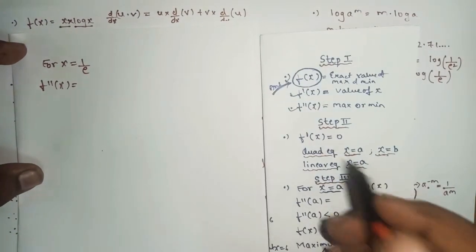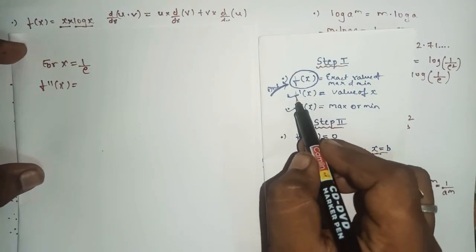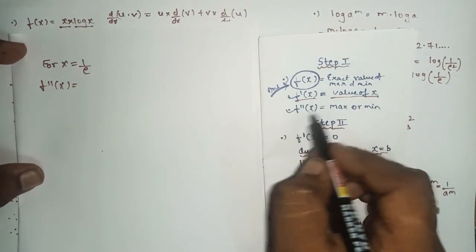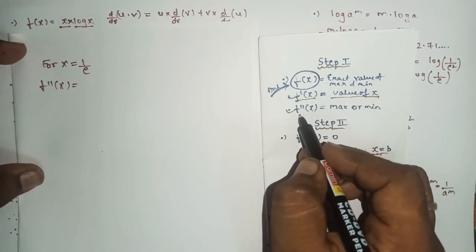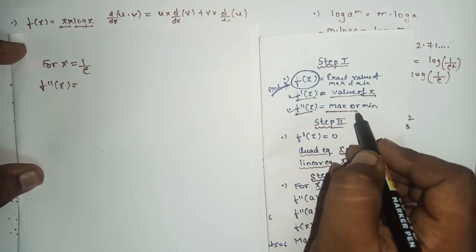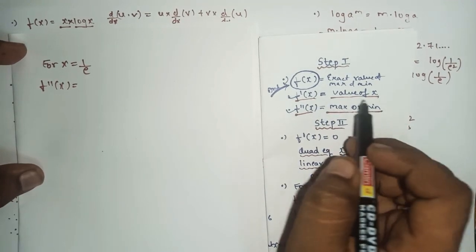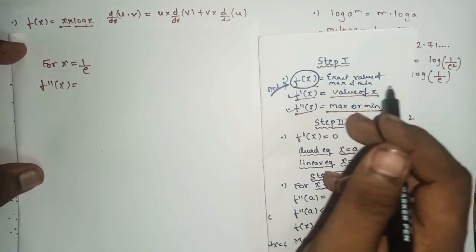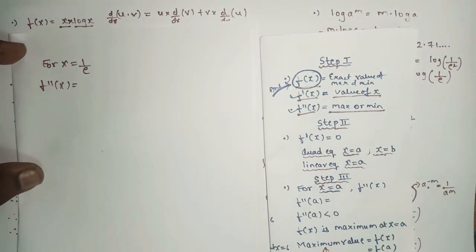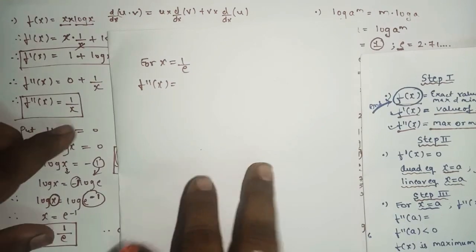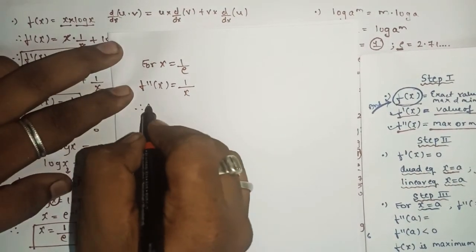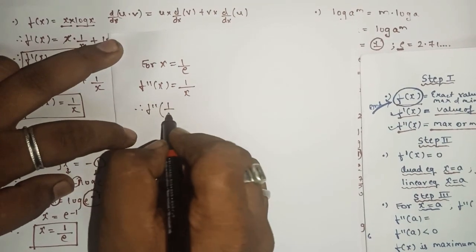We know that from the first derivative you will get the value of x, and the value of x you will substitute in the second derivative, where you will come to know whether the function is maxima or minima. The exact value we will get from f of x. So we got the value of x. Now we'll check whether the function is maxima or minima. So what is f double dash x? Here f double dash x is 1 upon x.